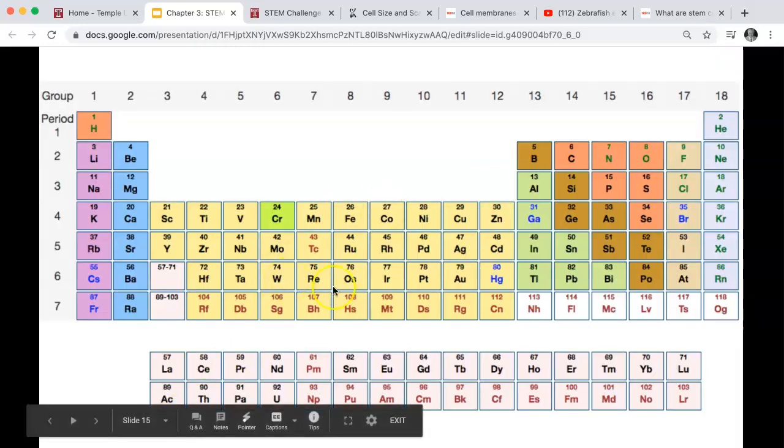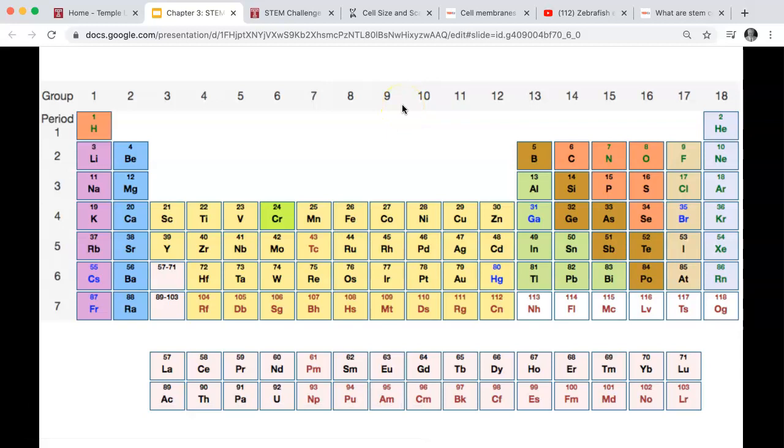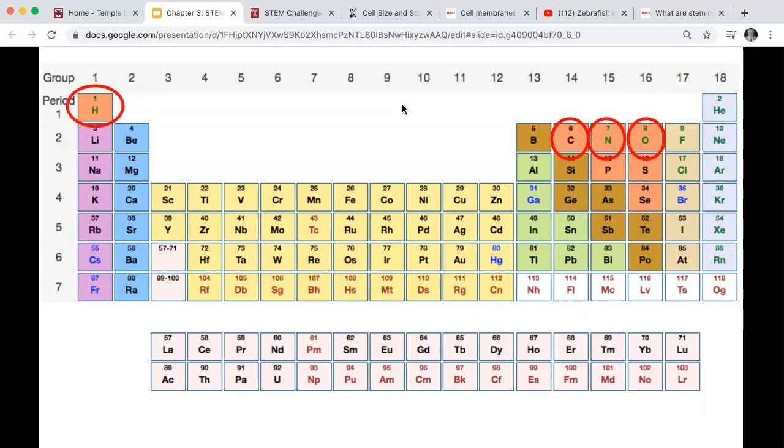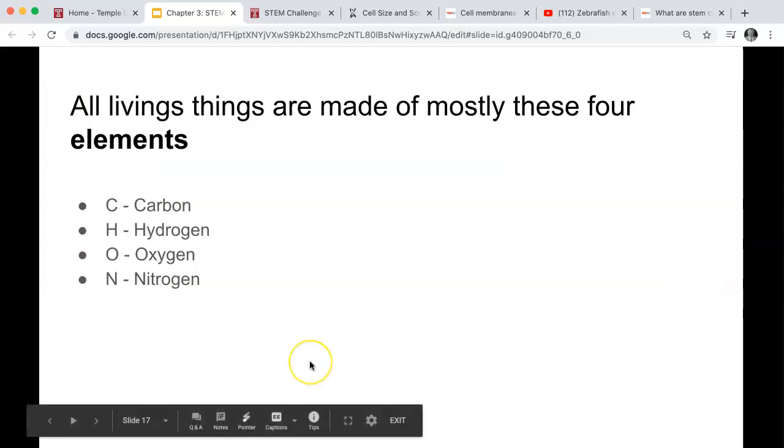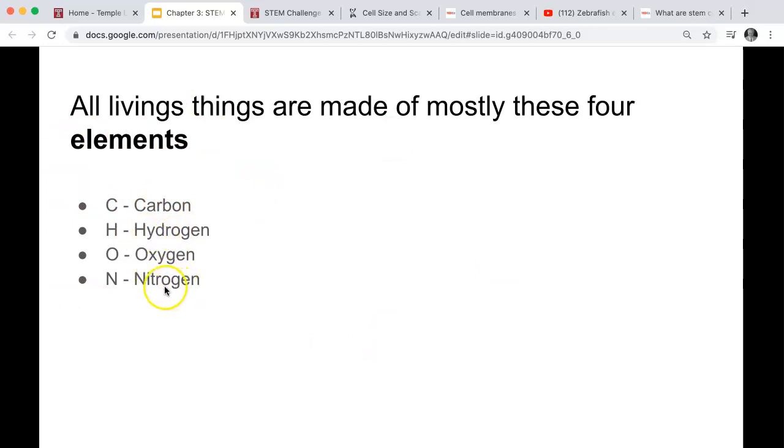Here is the periodic table. Why do we have a picture of the periodic table when we're talking about cells? Well, every form of matter on the planet is either one or a combination of these elements. Well, we're matter. Life is matter. And the 4 major elements that make up all of life are circled in red here: hydrogen, carbon, nitrogen, and oxygen. So the 4 elements that make up all life are carbon, hydrogen, oxygen, and nitrogen.